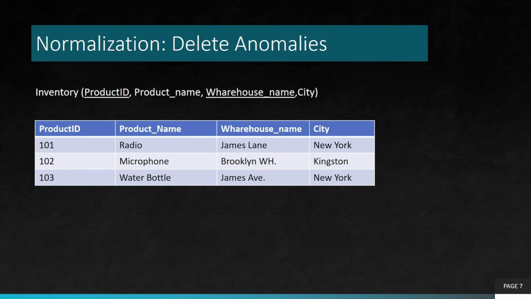So your delete anomaly is the opposite of your insert anomaly. So if you wanted to delete data from a table, you'd end up deleting data that you may not want to delete. In this case, if we wish to delete only product 103, which is the water bottle, then what will happen to the warehouse? We'll be having to delete a warehouse that we do not want to.